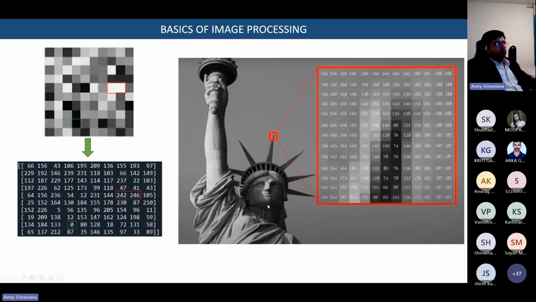Okay. Now let's move on to the next slide. Here, whatever I was discussing, you can see this is our image, and this is how the image is converted into pixels. Here we have the Statue of Liberty, and if you go closer to this image, you can see how you can pixelate this in terms of intensity.